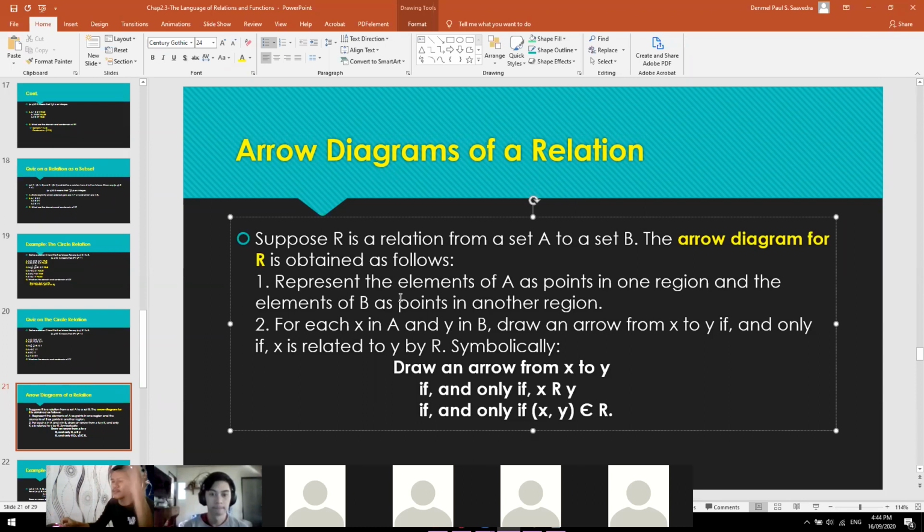So, mapapansin niyo meron tayong Venn diagram dito and then another Venn diagram. Okay? Then, second property or second rule is for each X in A and Y in B, draw an arrow from X to Y if and only if X is related to Y by R. Symbolically, draw an arrow from X to Y if and only if X is related to Y. So magdodraw lang kayo ng arrow from X to Y if they are related with each other. Okay? So second rule, if and only if X and Y is an element of relation.